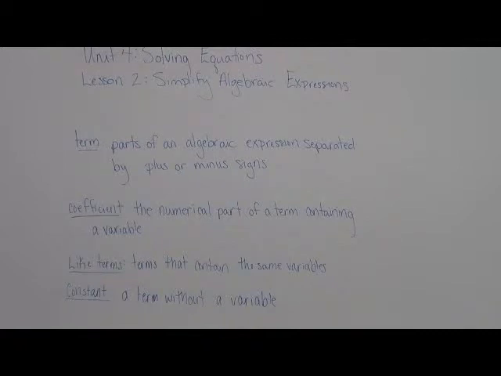Like terms are terms that contain the same variables. So 5x and 11x are what we would call like terms, because they both have an x. Now, if I had 5x and 10xy, that is not the same because one has a y and one has just an x. And then a constant is just a term without a variable. So 5, that's a constant. 10 is a constant. 15 is a constant. -7 is a constant. All the integers and numbers that we've talked about so far this year are all constants. Once you add a variable, the number becomes the coefficient.